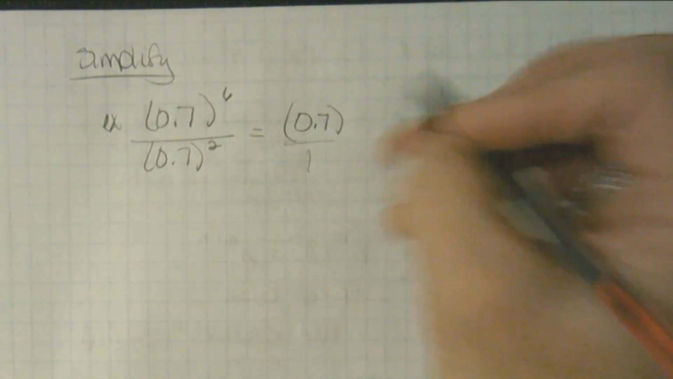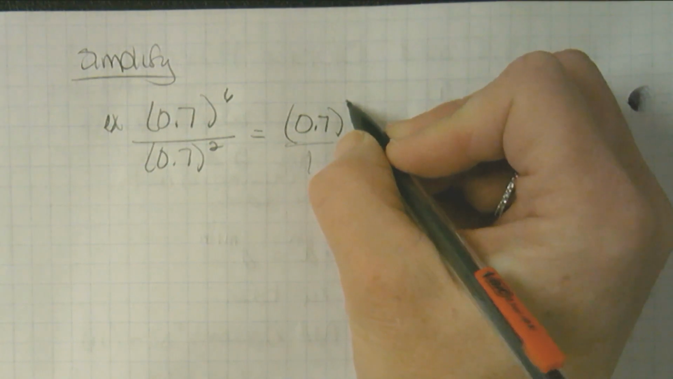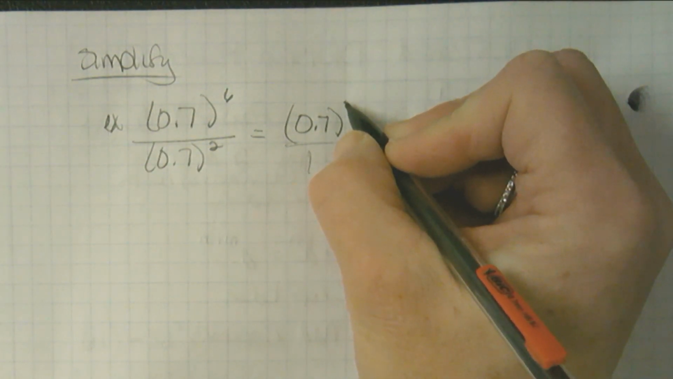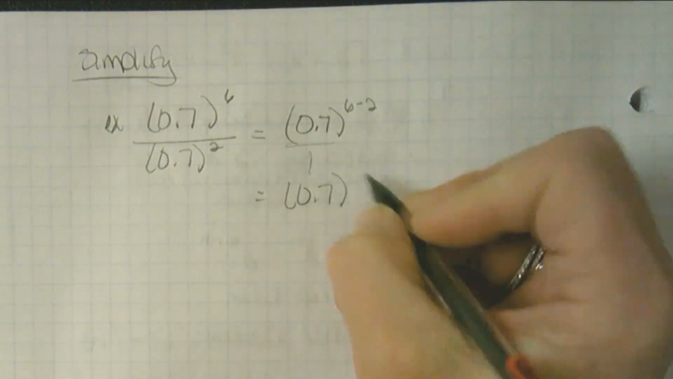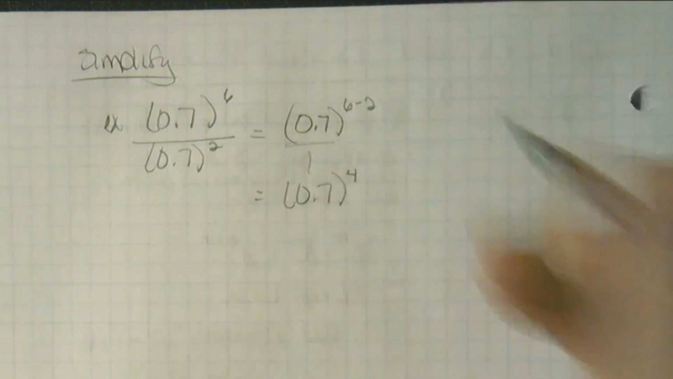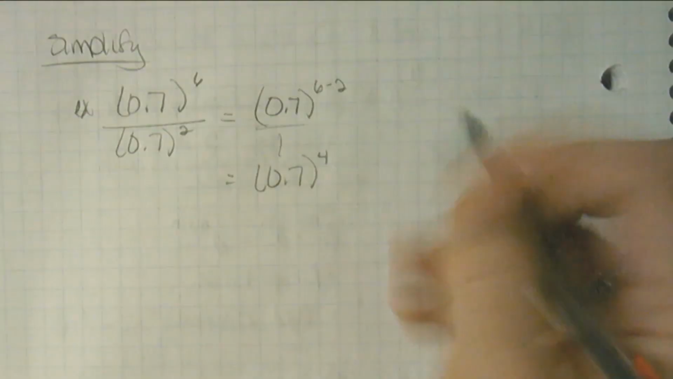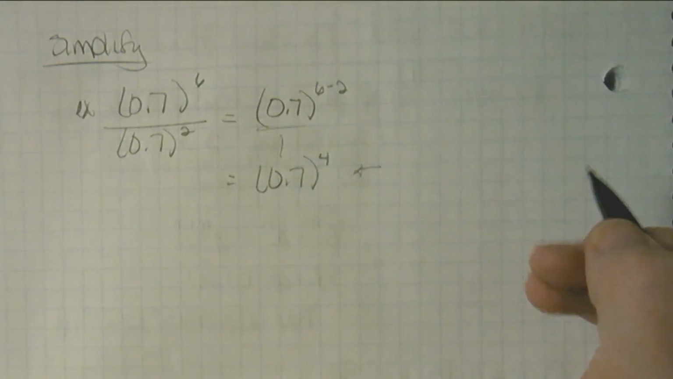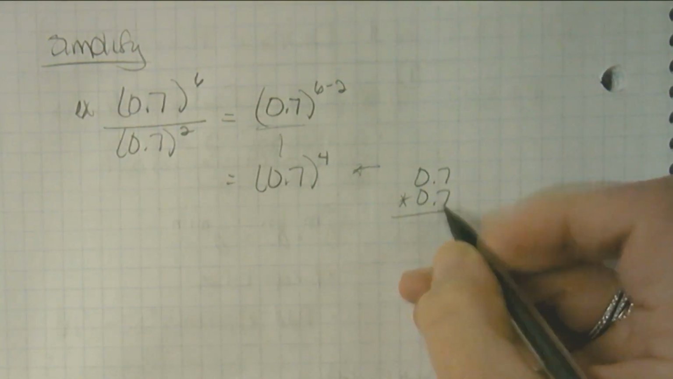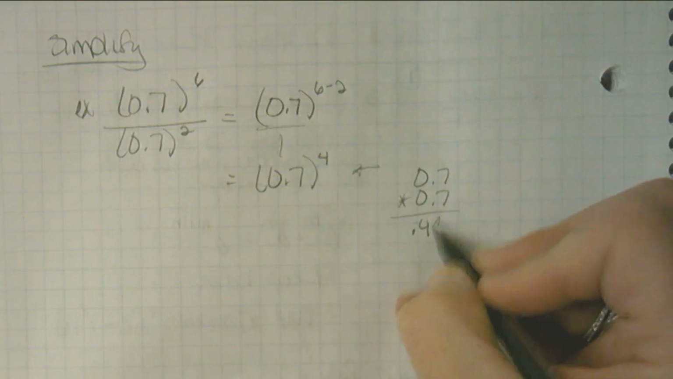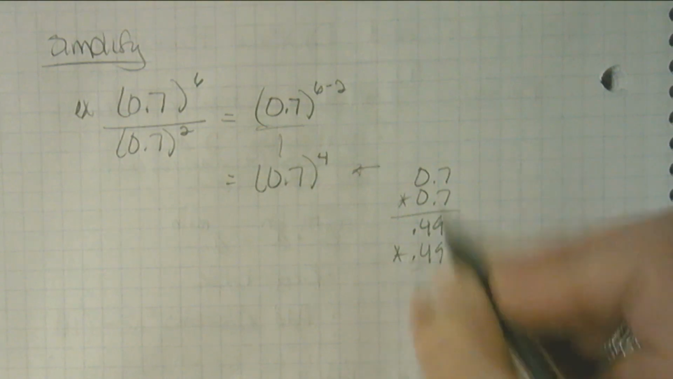And then what do I do with my exponents? Alex? So what's that going to look like here? 6 minus 2. So I have 0.7 to the 4th power. All right, technically, for us to simplify that, we need to do that math. So we need to do 0.7 times 0.7, which gives me 0.49. And then we would do 0.49 times 0.49, because I have 4 of those.